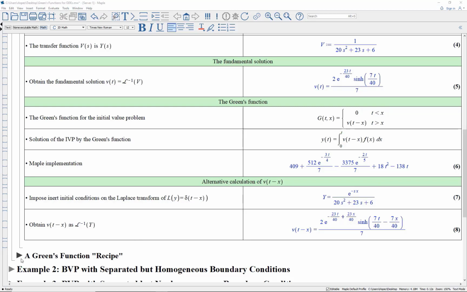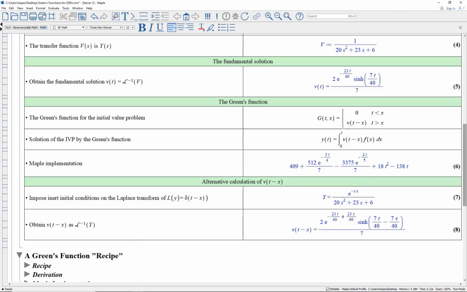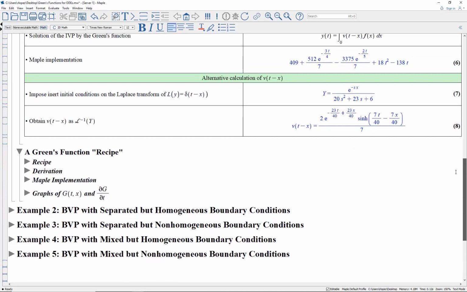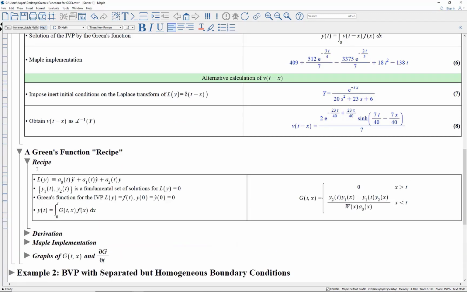So now let's introduce a little formalism. Let's see if we can get a recipe for finding this Green's function. So here's the recipe. Let me just state it. Differential operator, general form, linear, second order differential equation. y1 and y2, a fundamental set of solutions. So that means homogeneous solutions. The Green's function for inert initial conditions, that's going to show up here. What is that Green's function going to look like? It's going to look like this.